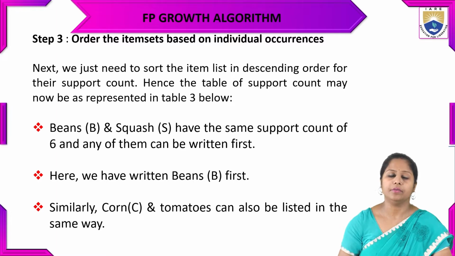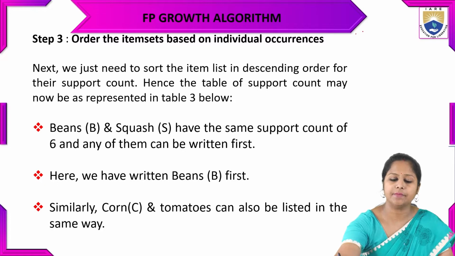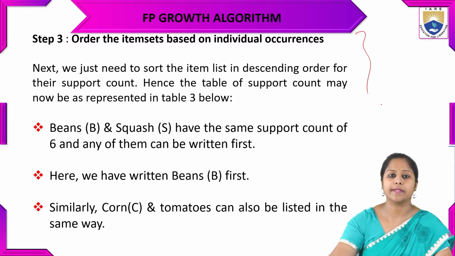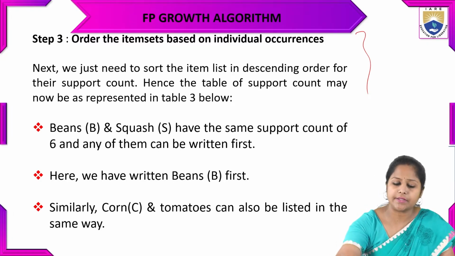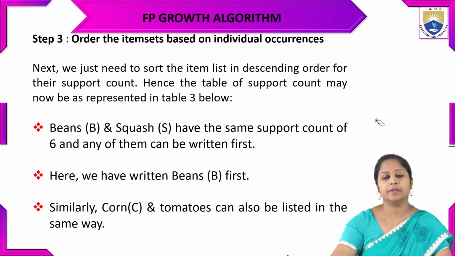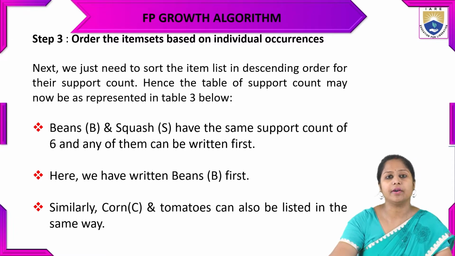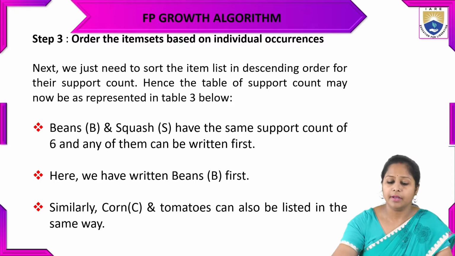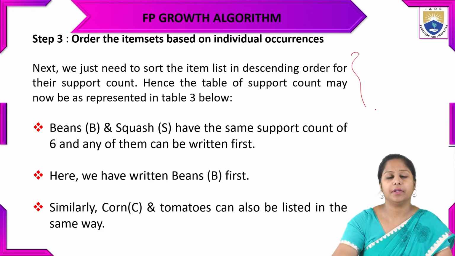Now we are going into step 3. In this step we have to order the item set based on the individual occurrences. So we will check the individual items, how many times each has occurred, and reorder them. Next we just need to sort them, the item list I mentioned earlier. In step 3 we reorder the items from the table, and the order is based on the support count.